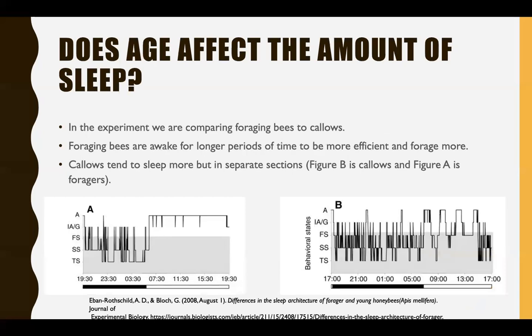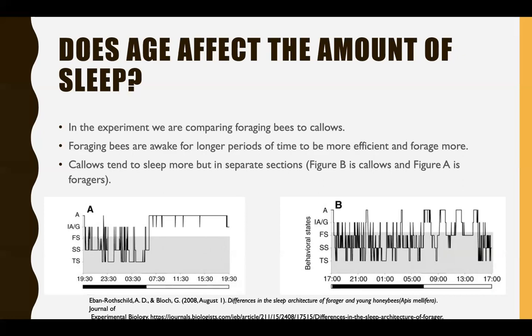So does age affect the amount of sleep? This is an interesting topic. There's an experiment that was made with callows and foraging bees. On figure B, we can see the callow sleep pattern, and in A, we can see the pattern for forager bees. As we can see, figure A, we can see the first stage, second stage, and third stage of sleep, same as in figure B.